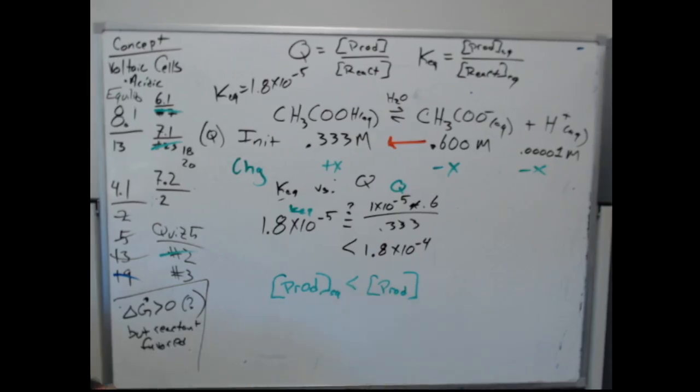Right? And essentially this is saying I've got too many products compared to my equilibrium, so my products have to go down. I just do better thinking about the numerators. So that's part of how I think about it.